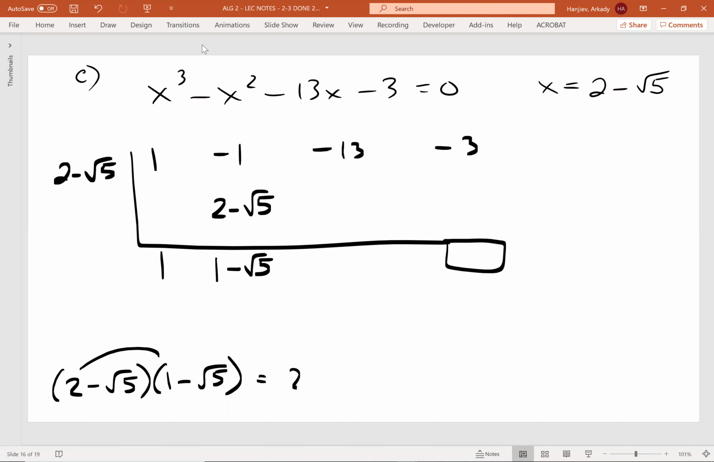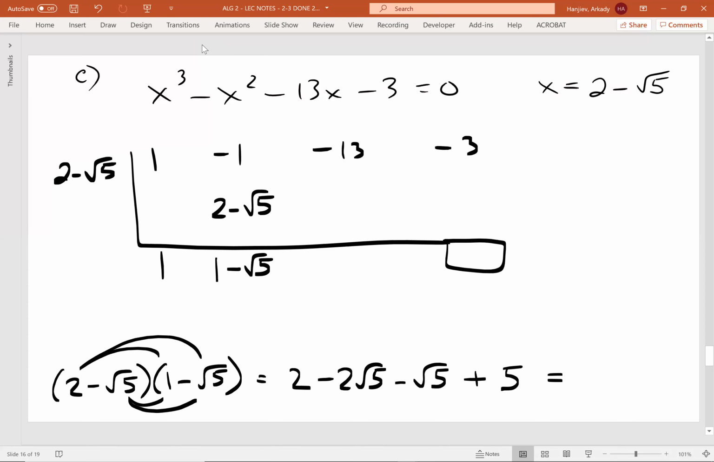So let's see. That's going to be 2, 2 root 5. This is another negative root 5. And then we get this one: negative root 5 times another negative root 5 gives us positive 5, because it's a negative times a negative, and root 5 times root 5 makes root 25, which just gives you a nice little 5 again. So then wouldn't that be 7 minus 3 square root 5?